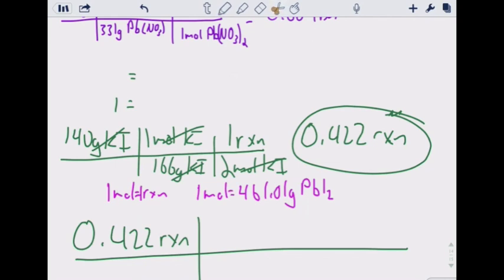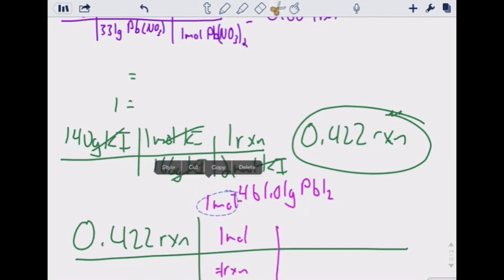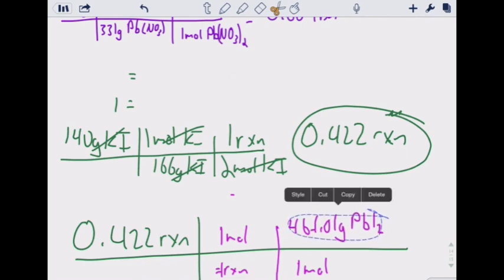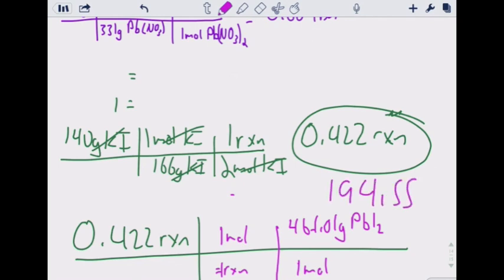And we go ahead and we move on from here. So 1 reaction, 1 mole, and we keep going. 1 mole, 461.01 grams of lead 2 iodide. Multiply the top, divide by the bottom, and we will get a theoretical yield of 194.55 grams of lead 2 iodide.